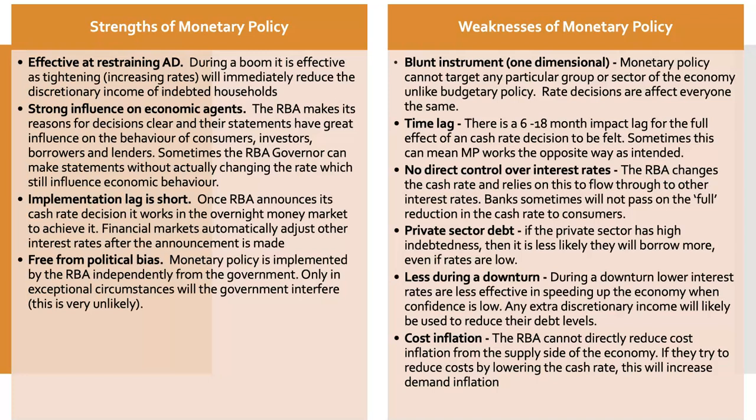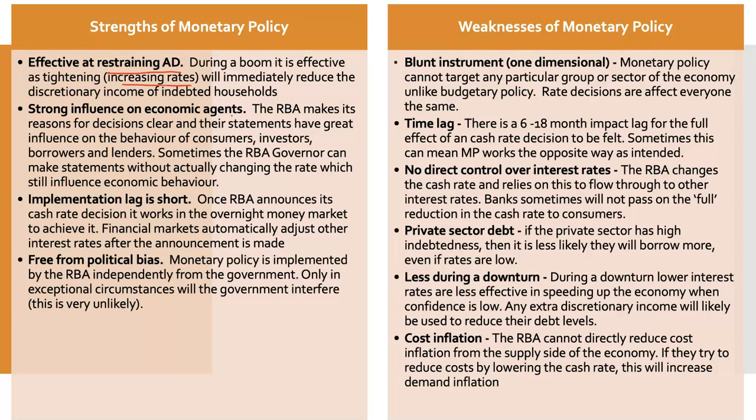Monetary policy is really effective at restraining aggregate demand. So if inflation becomes above 3% during booms, it is really effective, as tightening interest rates will immediately reduce the discretionary income of households. Households that are in debt, have loans, will almost immediately realize that they have to pay more on their loans and they'll have less for consumption.